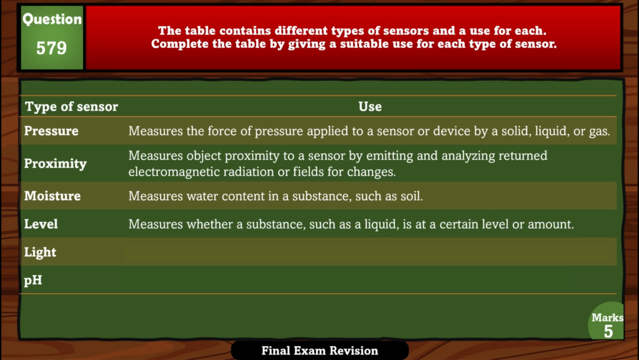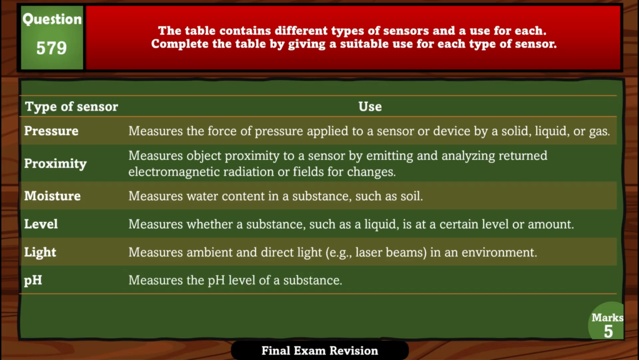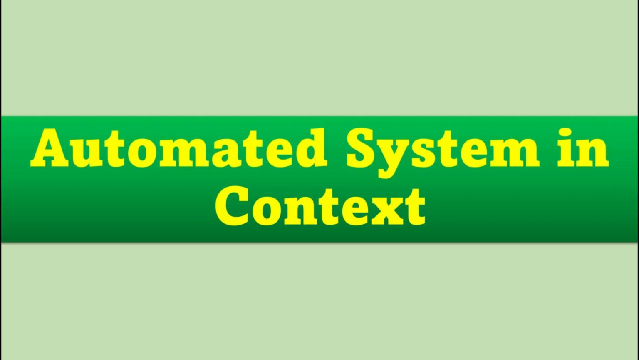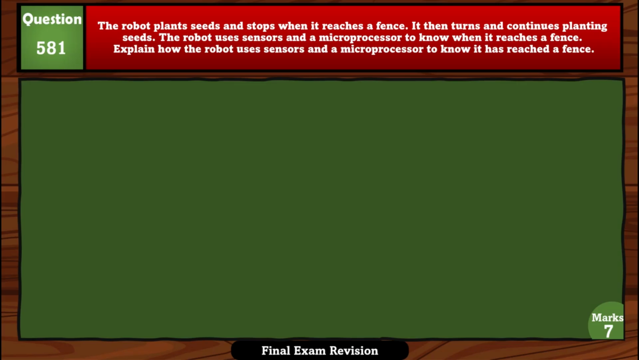Level sensor measures whether a substance such as liquid is at a certain level or amount. Light sensor measures the ambient and direct light, for example a laser beam, in an environment. pH sensor measures the pH level of a substance. Automated system in context. Question 581.